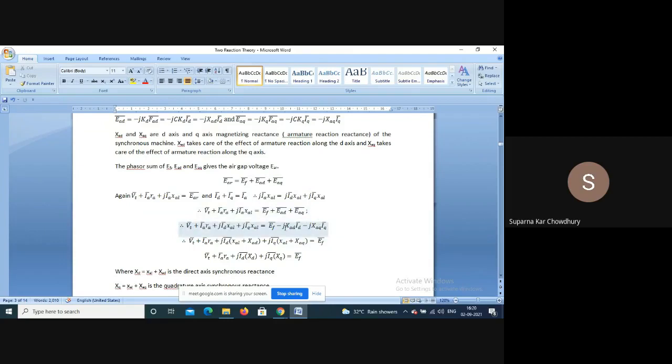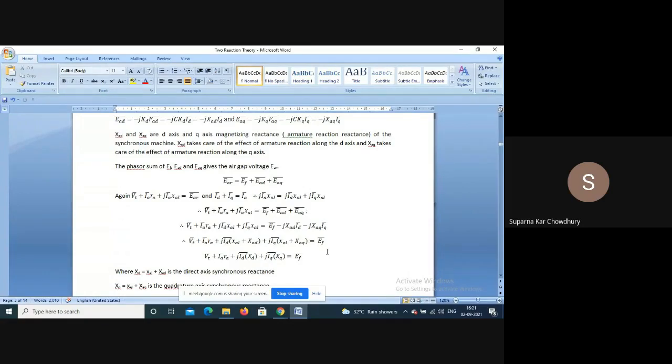So if you take these two on this side, now this and this have the same dimension. So if we add XAD and XAL, we can call it XD, and this is XAL plus XAQ, we call it XQ. So our induced voltage EF will be VT plus IA RA plus j ID XD plus j IQ XQ. Now this XD and XQ are called the direct axis synchronous reactance and the quadrature axis synchronous reactance respectively.